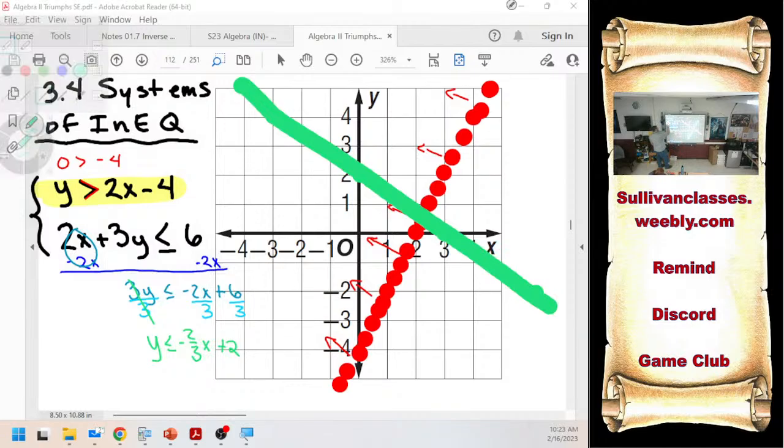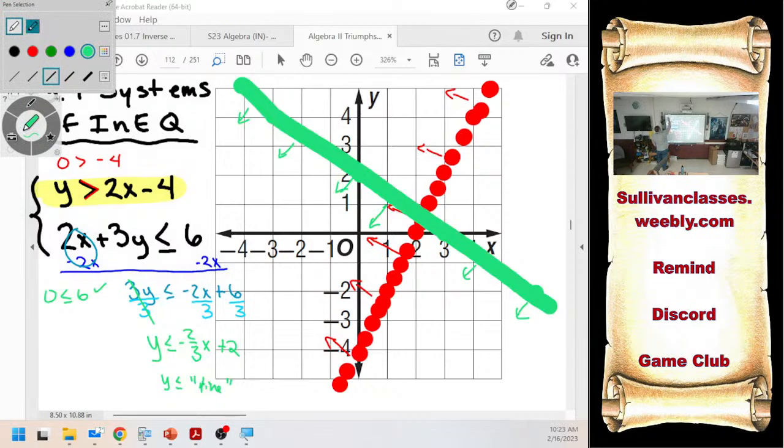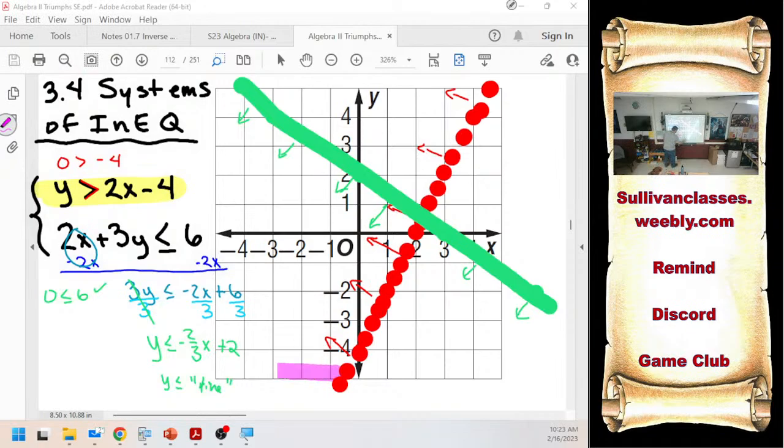And which way does that one get shaded if we say y is less than the line? That one is down. Also, if I put 0, 0 in my original, I get 0 is less than or equal to 6, which is true. So I shade towards 0. Do you see which of the 4 sections those are all shading towards? Yes. So that is my final answer. I'm going to be over here.